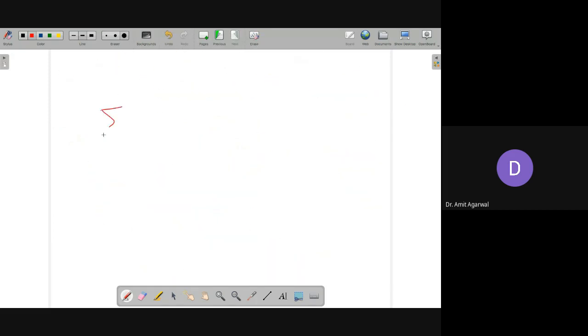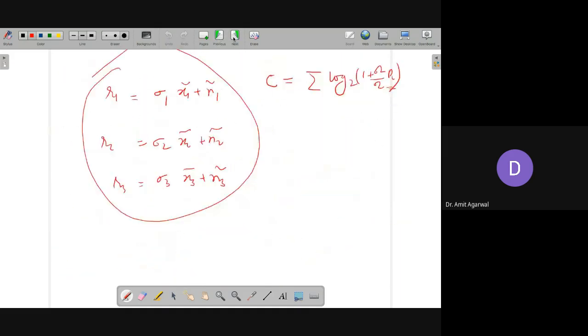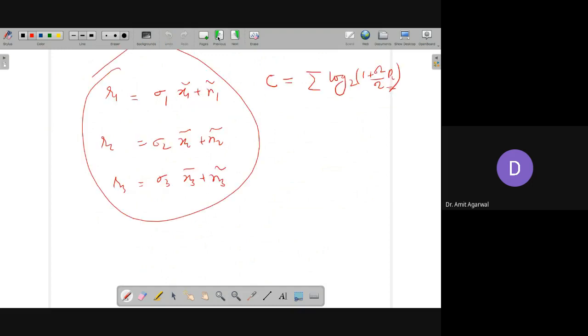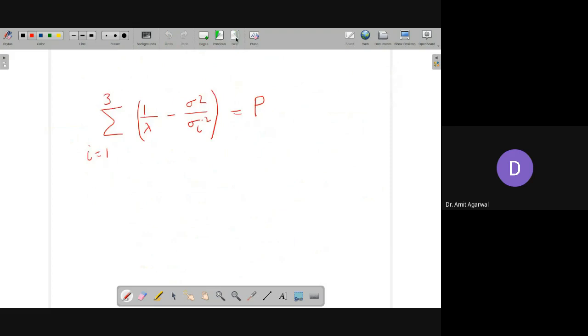We said 1 upon lambda minus sigma square by sigma i square, with i equal to 1 to 3 because we are taking 3 examples, should be equal to P. So just assume that your noise variance is 1 watt and your total power is 3 dB, which means 2 watts, right? Is this okay? Yes, sir. Okay.